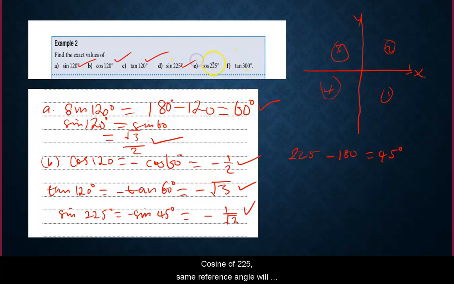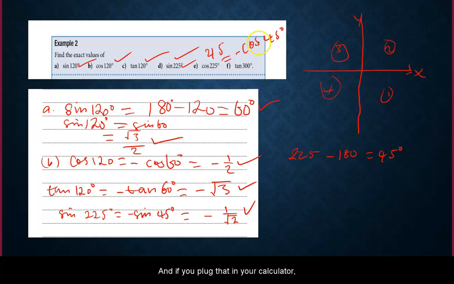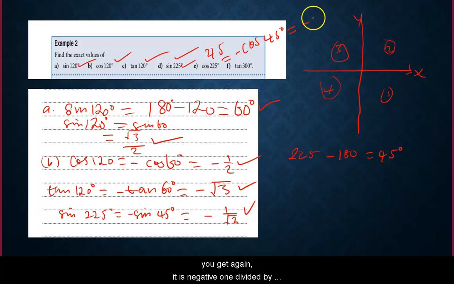Cosine of 225. The same reference angle will give us 45, such that cosine is negative in the third quadrant. So it means that cos 225 is negative cosine of 45 degrees. And if you plug that in your calculator, you get again negative 1 divided by root 2.